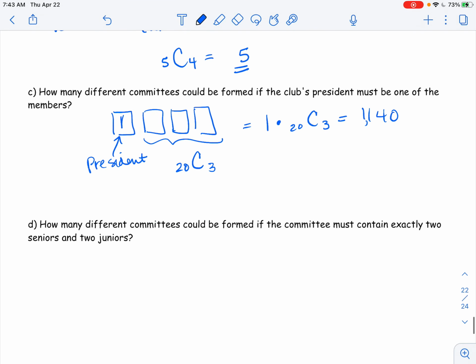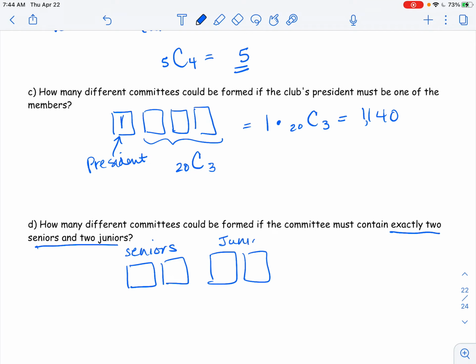Okay, now the next one is how many different committees could be formed if the committee must contain exactly 2 seniors and 2 juniors. Okay, so here's my seniors and here's my juniors. We have 7 seniors to choose from, and we're going to choose 2. It doesn't matter the order because this is just a committee. And we have 9 juniors to select from, and we're going to choose 2. And so we will multiply these two, put them in your calculator. This is going to give us 756.